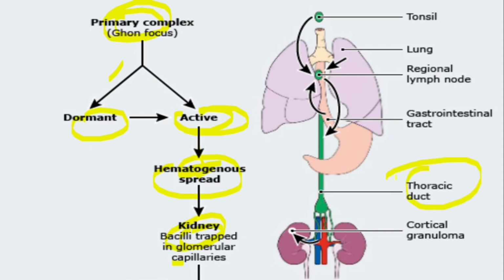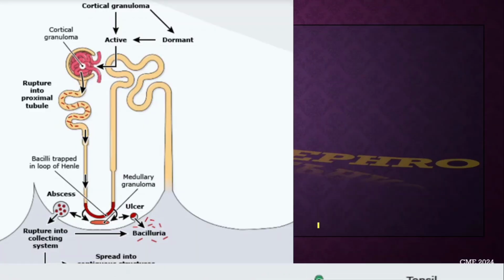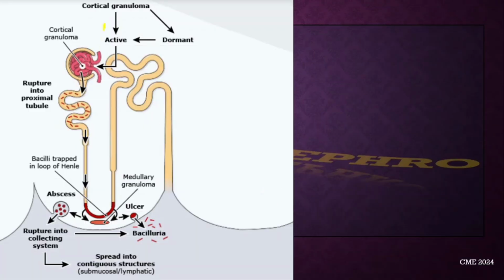Another important route is the thoracic duct. There is a lymphatic spread from the lymph node, a back spread in the thoracic duct, and it reaches the kidney. Usually with hematogenous spread both kidneys might be involved, whereas with lymphatic spread through the thoracic duct, unilateral involvement is more common. From the blood supply, it might reach the renal parenchyma, that is the cortex, with a cortical abscess or cortical granuloma, or it gets filtered and reaches the tubules.